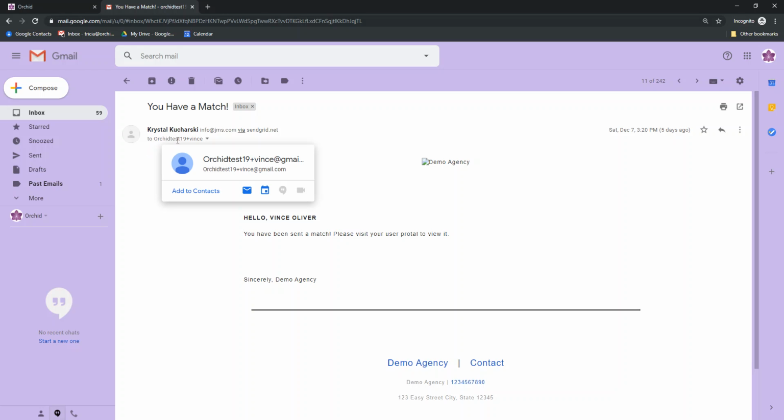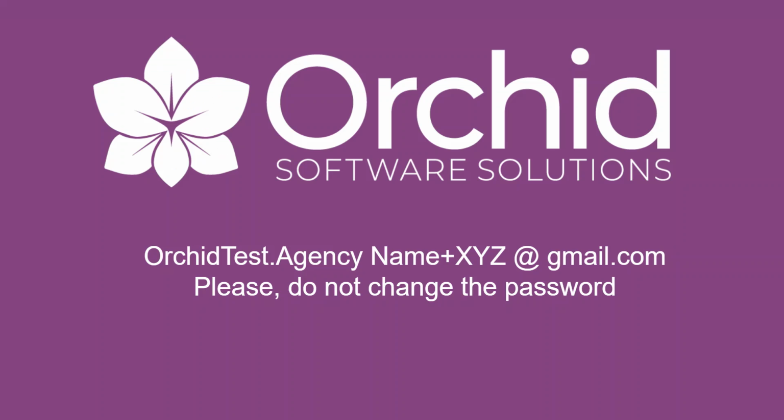Good news, that plus Vince does come through into Gmail, but I didn't have to sign into another account. So good news is sign into one account, right? Keep your work email clean, and also Orchid staff is also testing your system and seeing how things work. So that way everybody has one place to go and take a look at emails. How awesome is that?